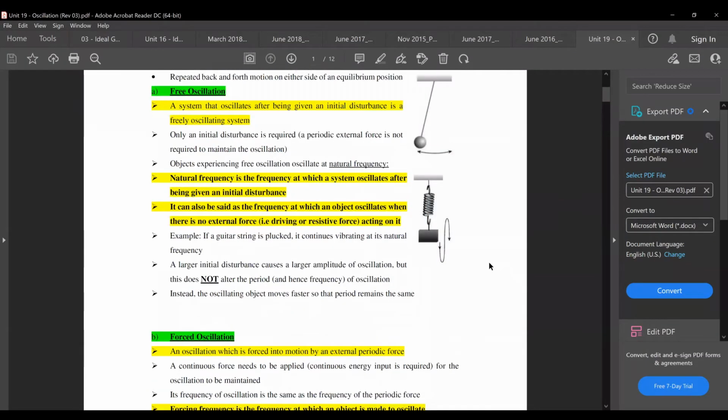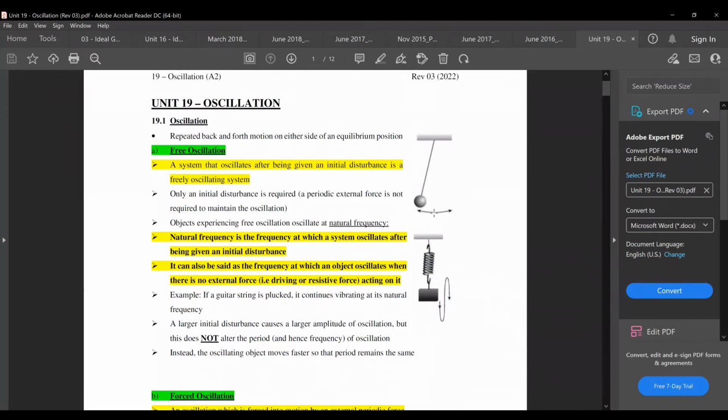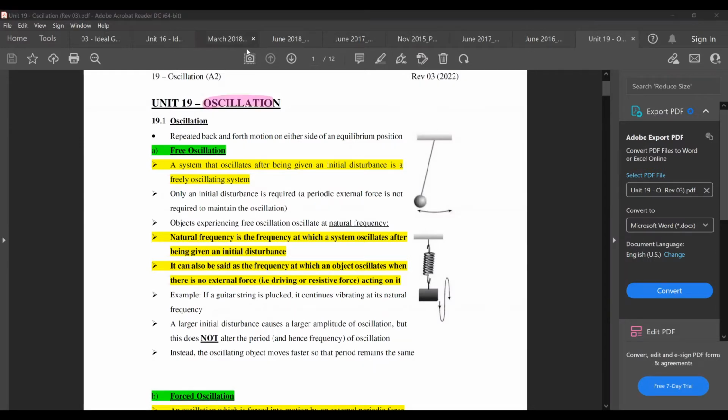Okay, right now, new chapter, oscillations. Now, when I ask you guys what is an oscillation, you probably know what exactly is an oscillation, but how do you put it into words? What exactly is an oscillation? Oscillation is just simply repeated back and forth motion on either side of an equilibrium position.